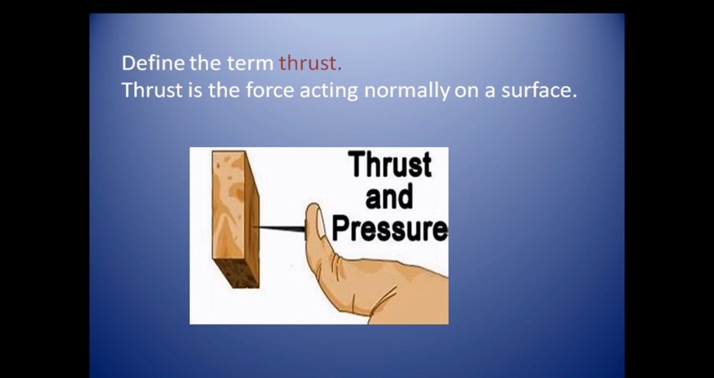Another example you can take of a person standing on the ground. The person is exerting force on the ground due to his weight, and that force is acting normally on the ground. Normally, the force acting on the surface or thrust exerted by a body on a surface is always equal to the weight of the body.